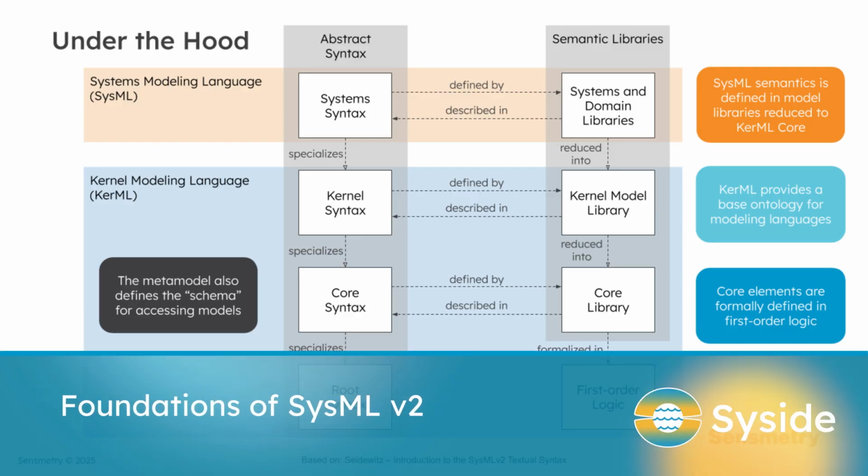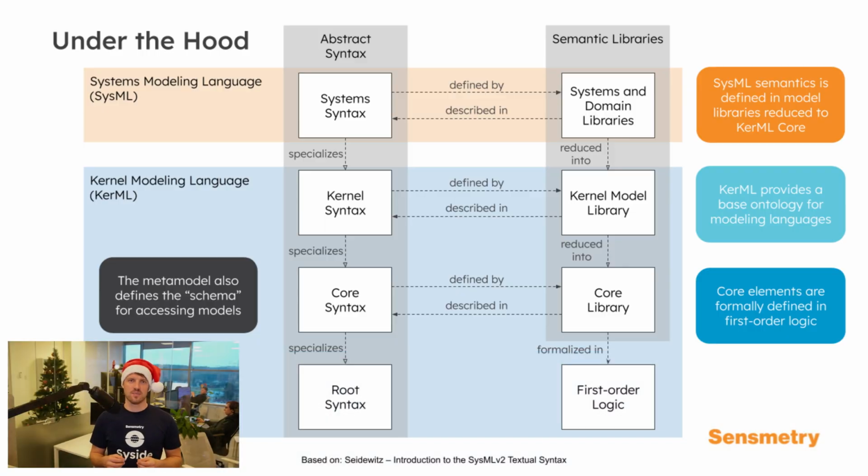You might be wondering what makes SysML v2 so powerful under the surface. Well, it's built on very solid foundations. There is a kernel modeling language called Caramel underneath, extensive standard libraries that you can use, and even formal mathematical semantics that give your models precise and unambiguous meaning.